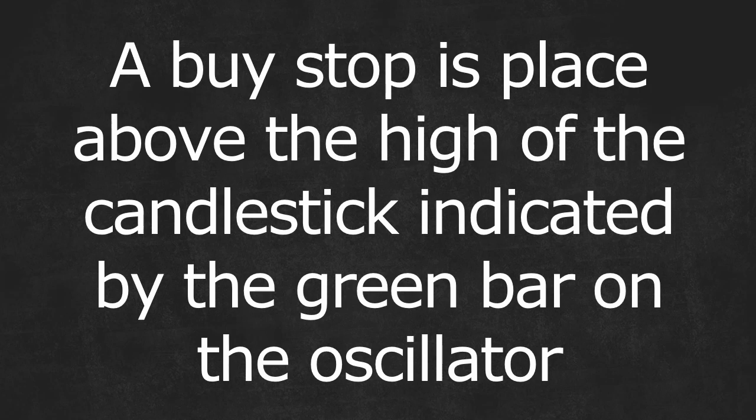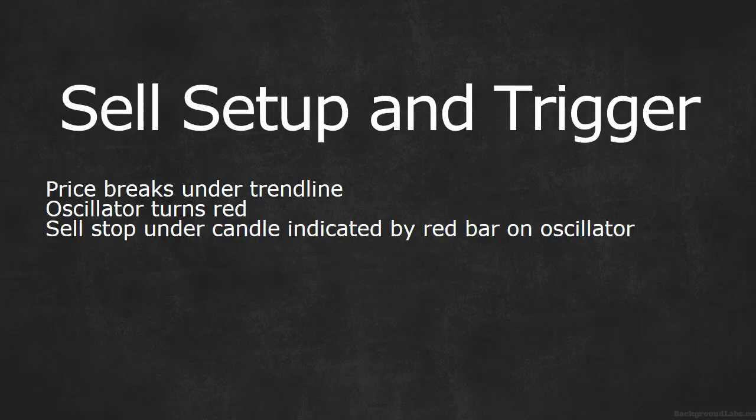Okay, the sell setup, just the opposite. We want to see price break under the trend line, right? Because it'll be an upsloping trend line. We want the oscillator to turn red and begin to fall. And we place a sell stop below the low of the candlestick.